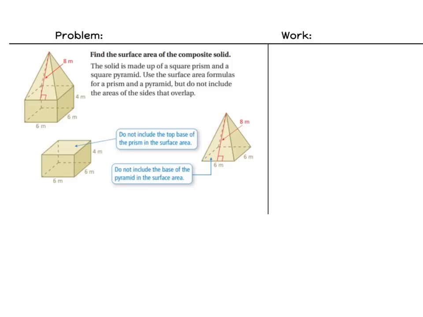So when I put these two shapes together, the top of the rectangular prism and the bottom of the pyramid are no longer outside. They become an inside portion of that shape. So when I'm putting two shapes together, I will not include the top base of the prism, and I would not include the bottom square of the pyramid.